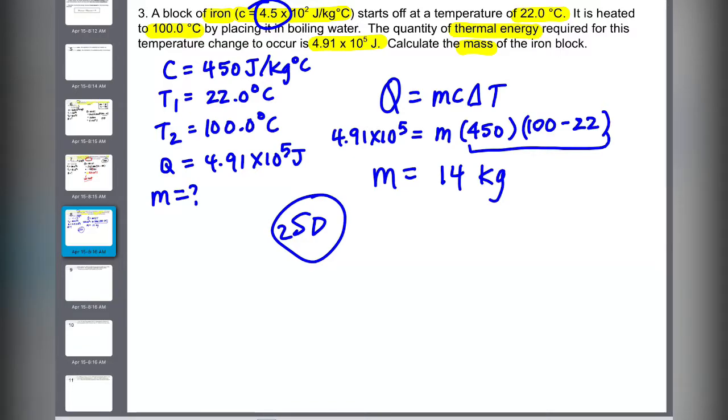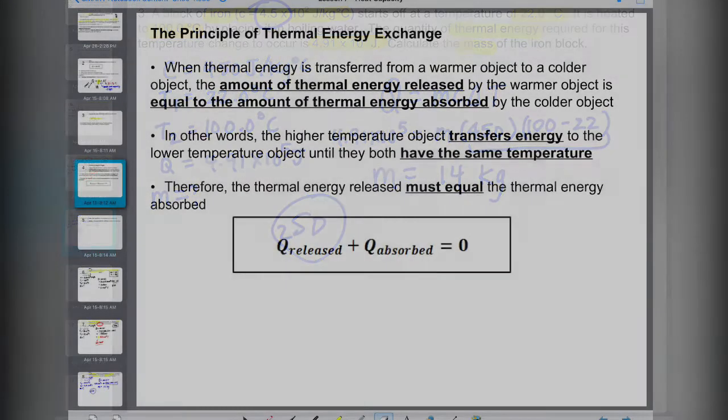So when I punch it in a calculator, I would punch 4.91 times 10 to the 5, divide 450, divide, and then I would put this in bracket, 100 minus 22, close bracket, equals. Okay, if you can't do it in one step like that, figure out what's on the right hand side and then divide both sides by that. So just be careful with your math.